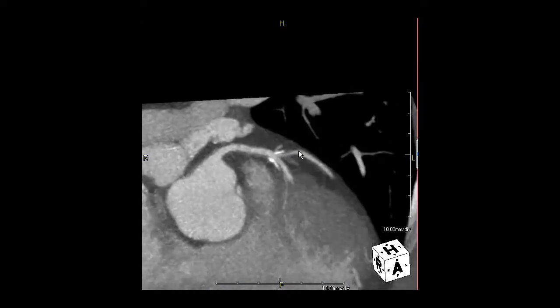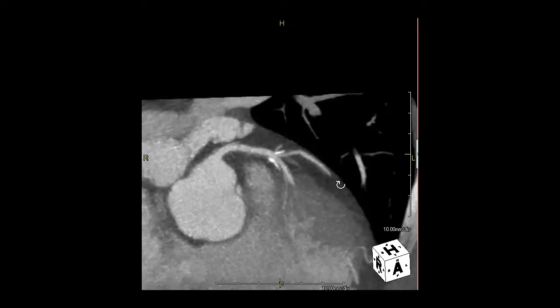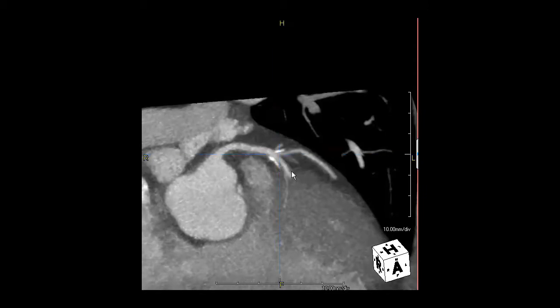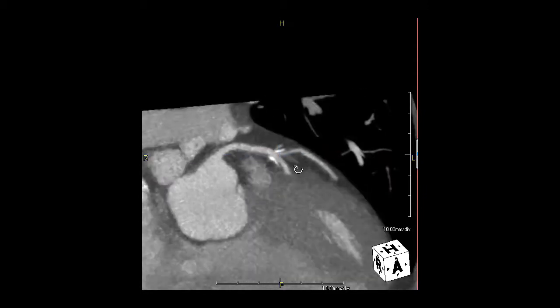There's a relatively long lesion in that vessel, the diagonal. You can see that there is some narrowing in the proximal segment with a normal caliber in the more distal segment. This is complex plaque, and this would be likely to be obstructive disease involving the first diagonal.